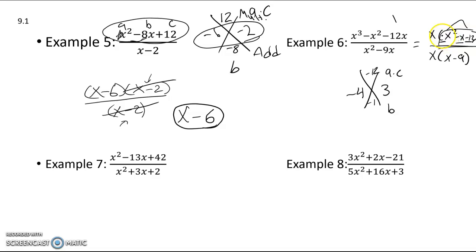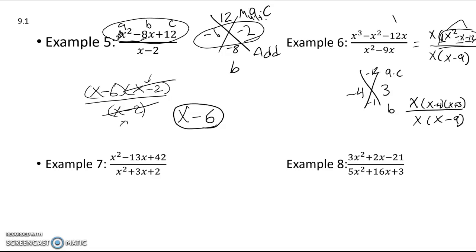I have a 1 in front of this x squared, so I can go ahead and do what I call the short method. So I'm going to put x on top here, and then in two parentheses I get two x's for the first numbers, minus 4, plus 3, and on the bottom I'm going to do x minus 9.